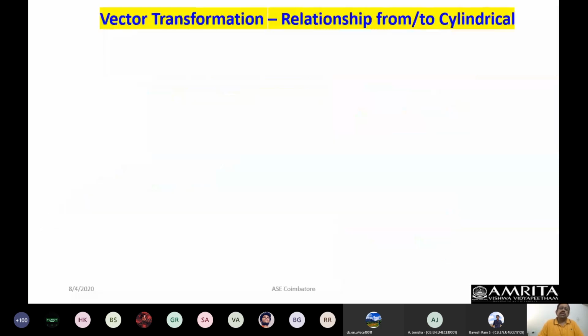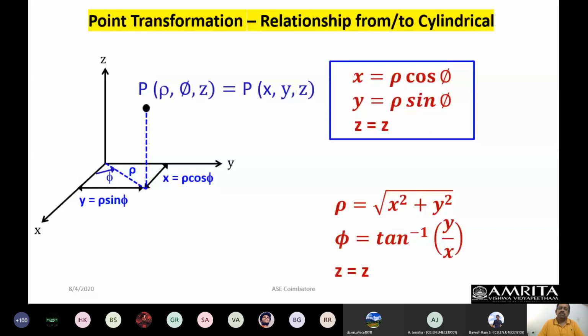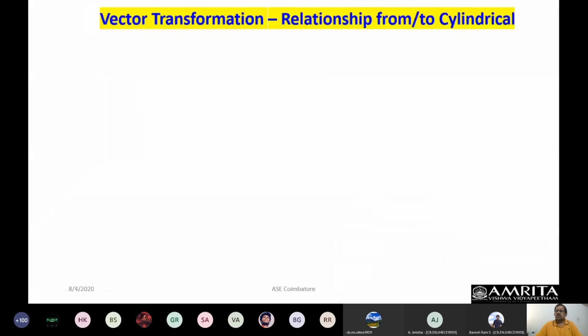Now, come to the vector transformation. I am sure that you have learned the point transformation. Given a point in rho, phi, z, I can get the Cartesian coordinates using this relationship, which is identified in this box. Given the Cartesian coordinates, I can identify rho, phi, z using this relationship. Now go to vector transformation. The vector transformation can be found out using this relationship.